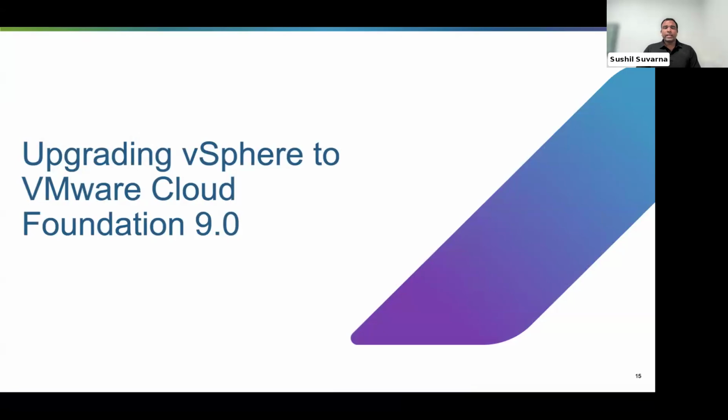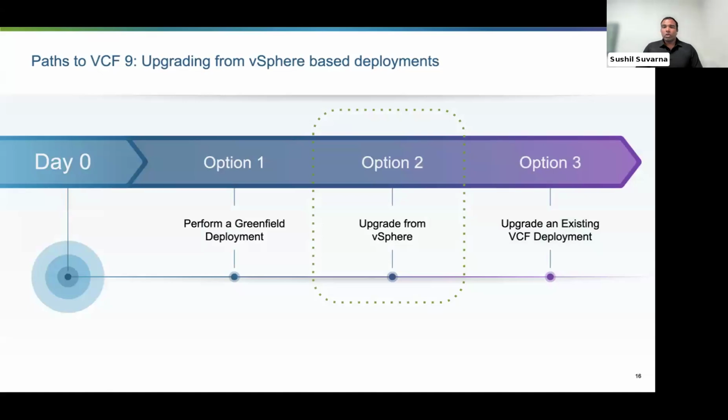All right, so I'm just going to quickly go through what the transition looks like to upgrade from vSphere to VCF 9. And what I'm going to do is visually show you what that evolution looks like based on the infrastructure or topology that you already have. So we're going to talk about option 2 here, where you're upgrading from vSphere, going into VCF 9.